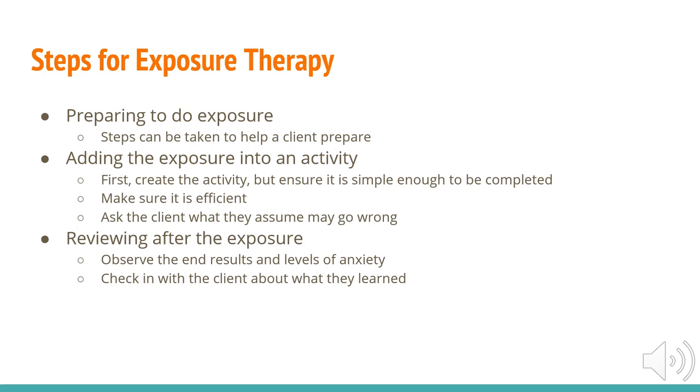It can also be beneficial to ask the client what they assume will go wrong. Follow this by asking for a rating on the probability of this occurring, and then ask about their reaction and the probability of their reaction occurring. After this, it is important to debrief the end results and the levels of anxiety. Often these can be used later to dispute the predictions. During debrief, look at what was predicted and if it actually occurred.